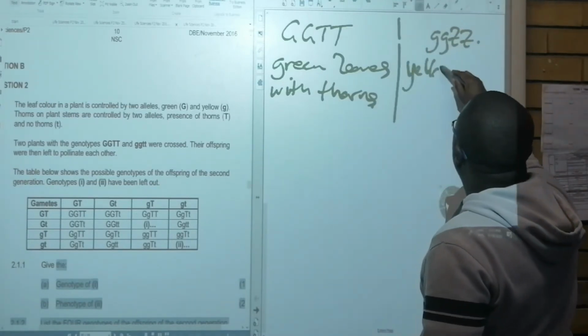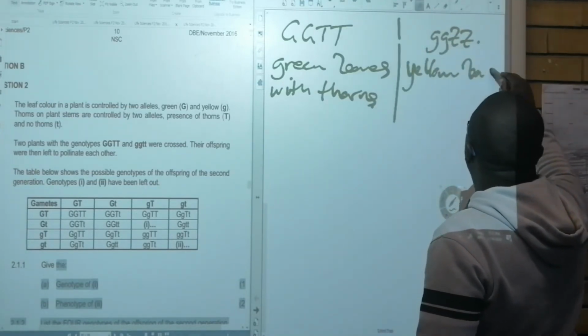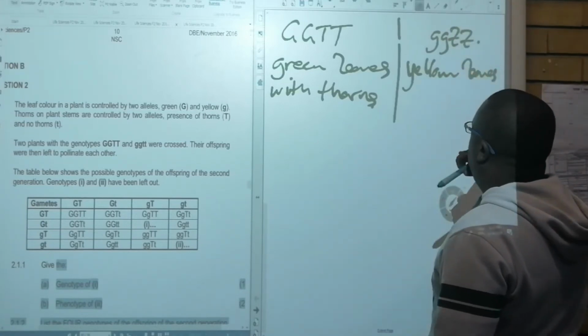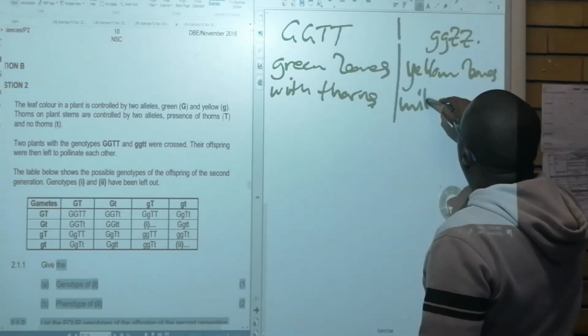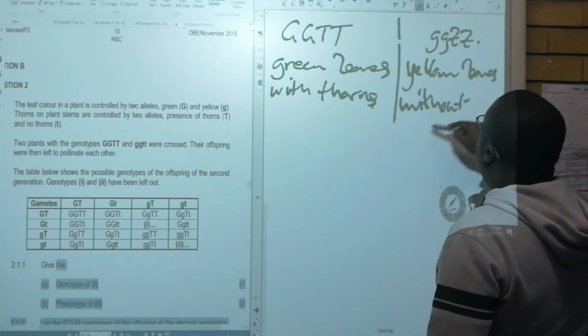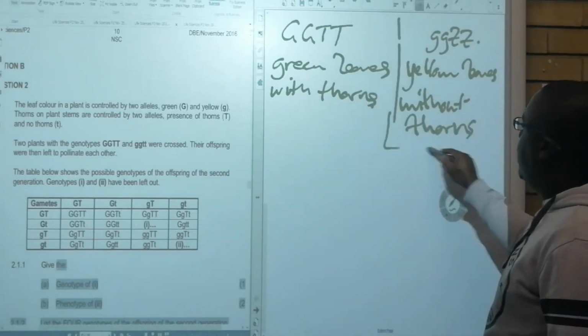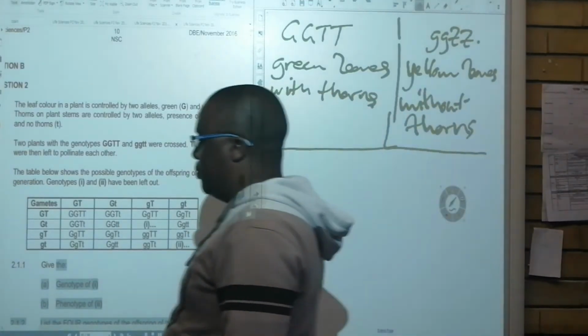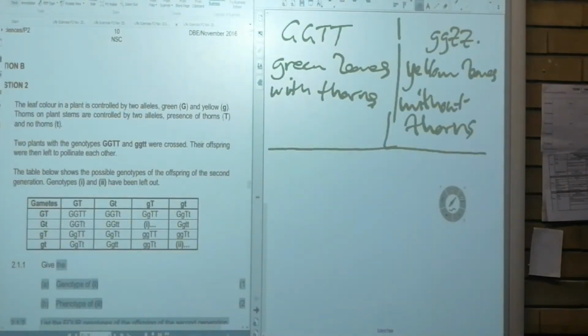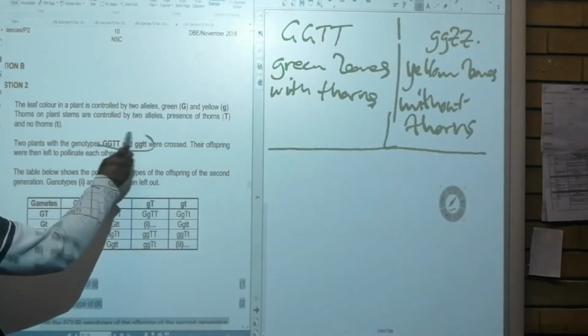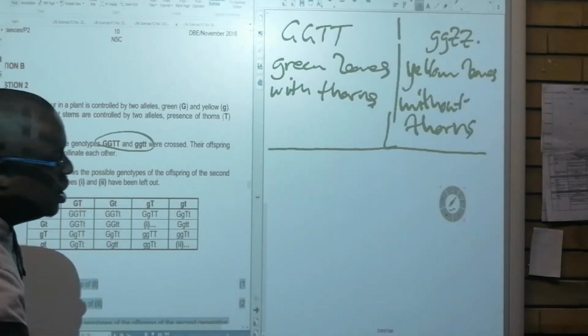Yellow leaves with what? Without, or with no thorns. These are the original parents. These ones here. Let's go to the question.